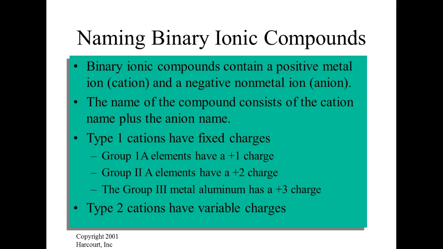That's one kind of cation, and then there's another kind of cation that can have variable charges, and those are the elements in the middle of the periodic table. The transition metals can have different charges in different ions, so they're a little bit more tricky and complicated.